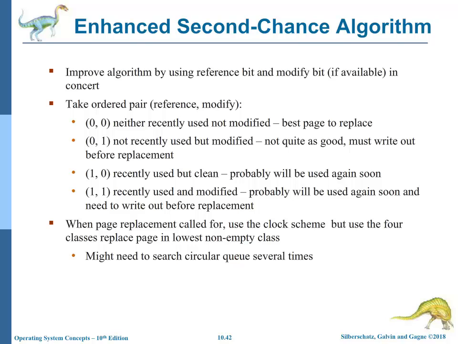So this algorithm searches the page table in a circular fashion in as many as 4 passes. It looks for the first page it can find in the lowest numbered category. For example, it first makes a pass looking for 00, and then if it cannot find one, it makes another pass looking for 01, etc. The main difference between the enhanced second chance algorithm and the non-enhanced version is the preference for replacing clean pages if possible.